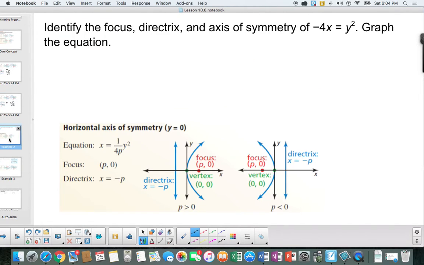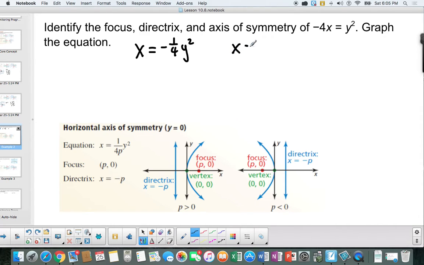All right, so let me go ahead and do another problem. The first thing I want to do is get x by itself. So x is equal to negative 1/4 y squared. Okay, so I want to make sure I can figure out what p is.